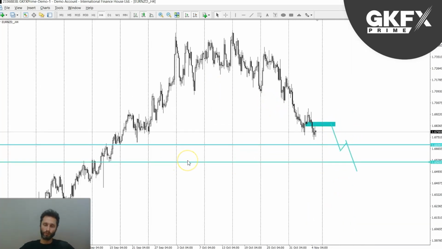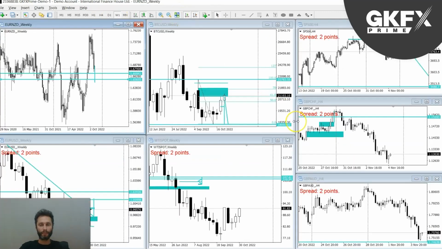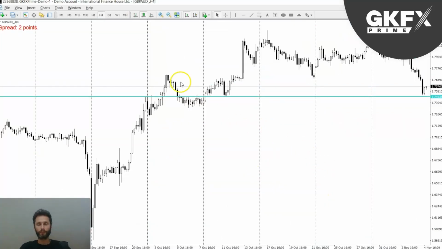That's where I'm looking at Euro New Zealand here. A little bit further downside, and then we'll see what happens from there. Okay, that's Euro New Zealand, and now let's go to Pound Aussie.